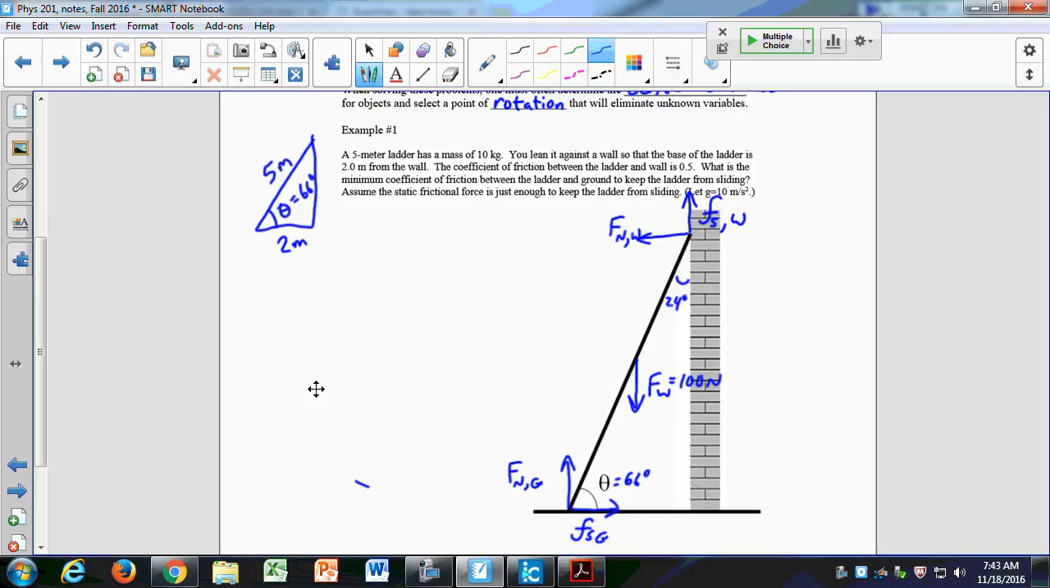So now I apply my stability criteria. That is that the sum of the forces has to be 0 and the sum of the torques has to be 0. So the sum of the forces in the x direction and the sum of the forces in the y direction are both equal to 0. You can sum up those forces, making sure up is positive, down is negative, left is negative, right is positive. So in the x direction, I can only have a couple of forces.